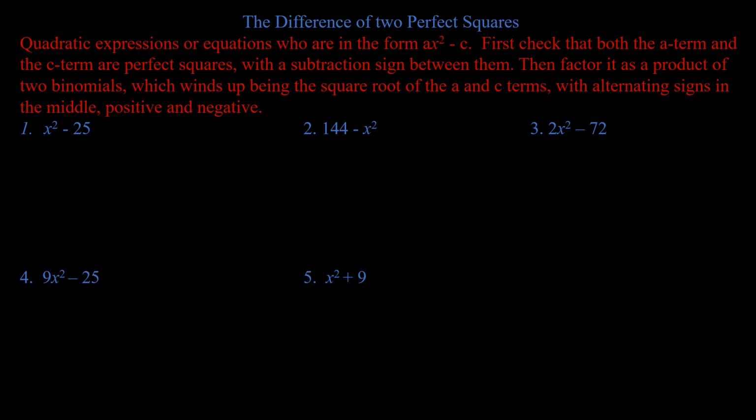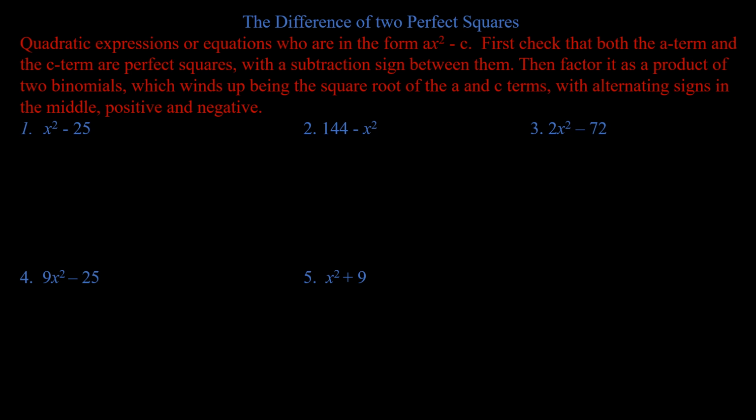Quadratic expressions or equations that are in the form ax squared minus c are the difference of perfect squares. You first need to check that both the a term and the c term are perfect squares with a subtraction sign between them. Then we factor it as the product of two binomials, which winds up being the square root of the a and c terms with alternating signs in the middle.